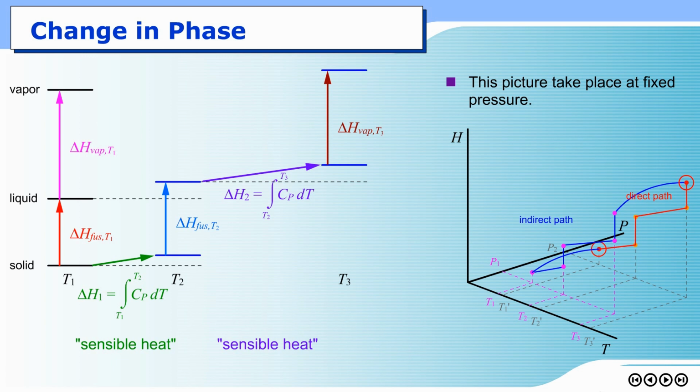So this diagram, I just want to show you the concept of the calculation using indirect path. This sometimes would be very helpful, especially when we have limited amount of data. Okay, so this video clip would be relatively short. I just want to show you the calculation about the phase change.